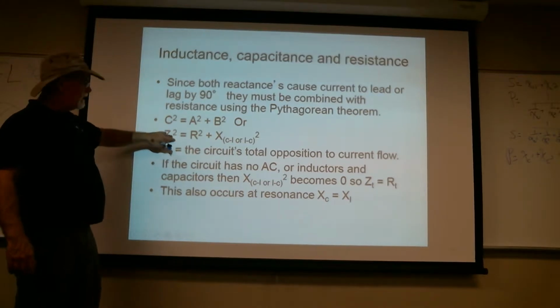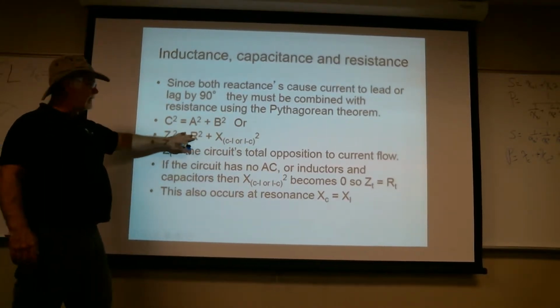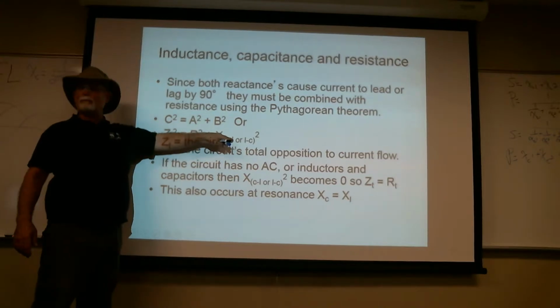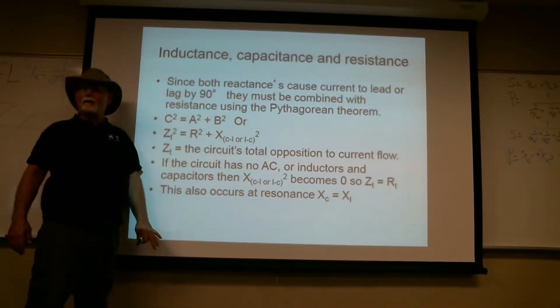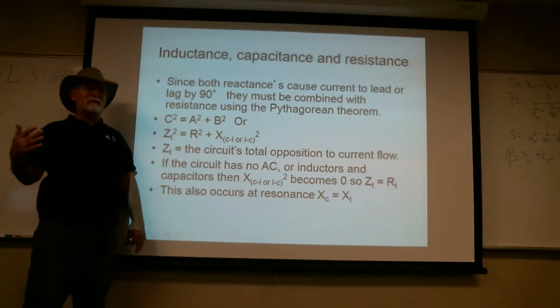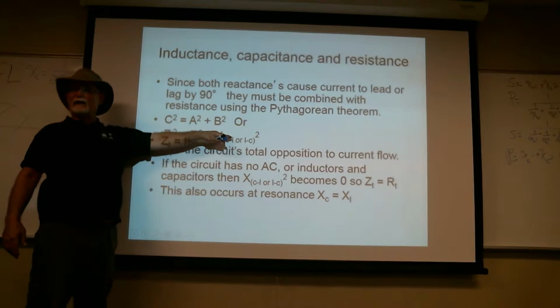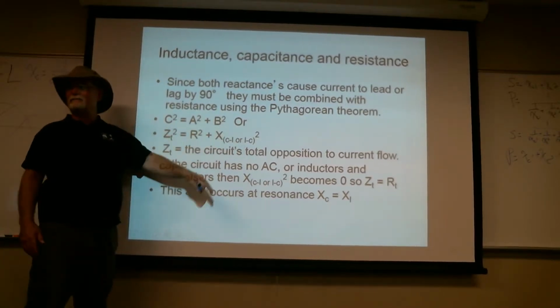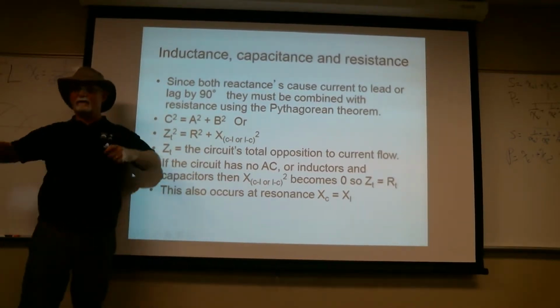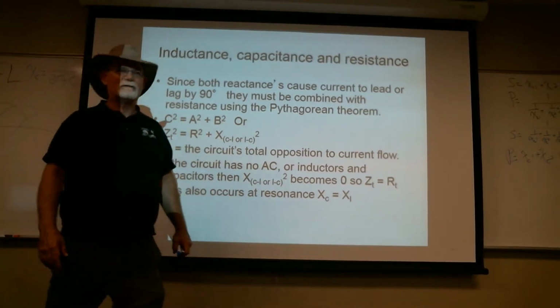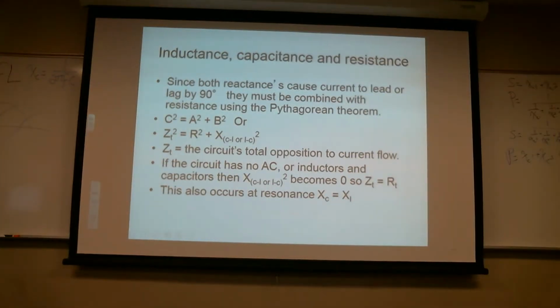Z for impedance squared equals resistance squared plus the difference between X sub C and X sub L. The truth is, it's mathematically a little easier to subtract the lesser from the bigger, so you don't get negative. But once you take a negative and square it, it's going to become positive anyways, right? Negative 2 times negative 2 is positive, whatever. Okay? So I can then plug all this stuff together and come up with total opposition to current flow.